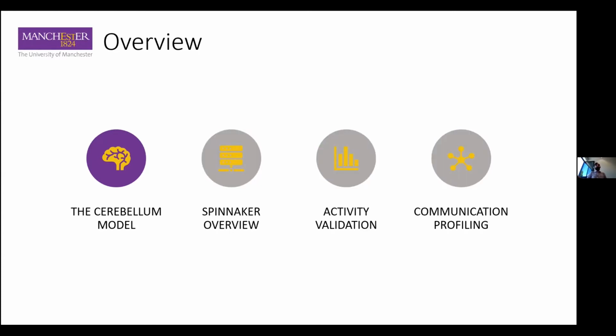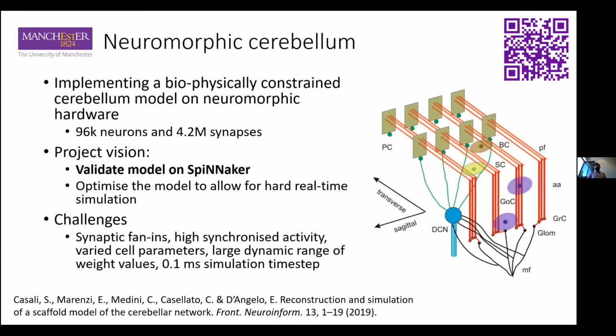In any case, the Cerebellum model. The Cerebellum model that we use for this work is a biophysically constrained model generated with the tool that Claudia presented earlier. It's almost 100,000 neurons and 4.2 million synapses. The challenge for this model was to firstly validate that this model could be run on SpiNNaker. I may have time later to discuss why this is needed. Mainly because SpiNNaker, in order to be power efficient and fast, but also be built cheaply, does not have a floating point unit. So it relies on fixed point arithmetic for all of the operations that it does.